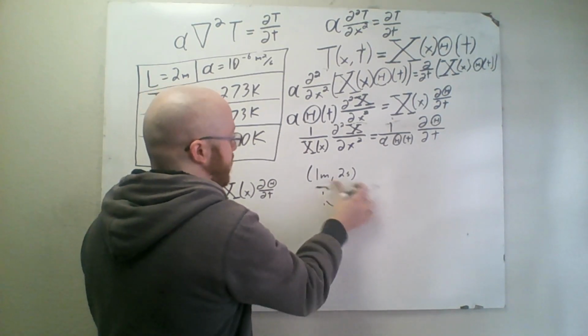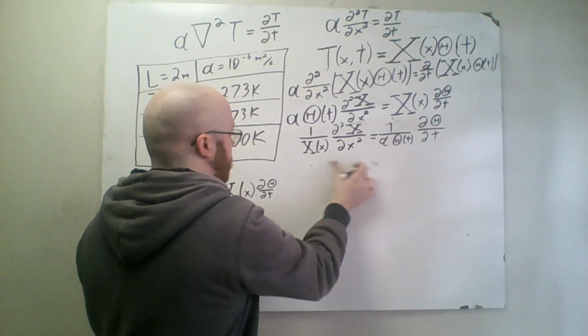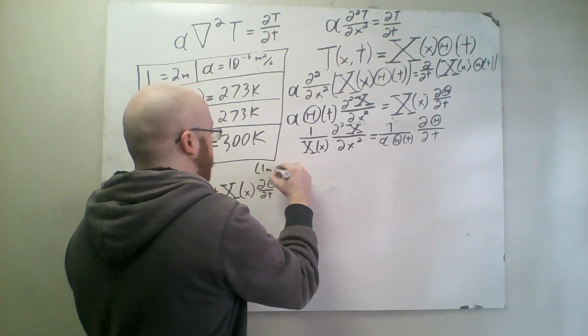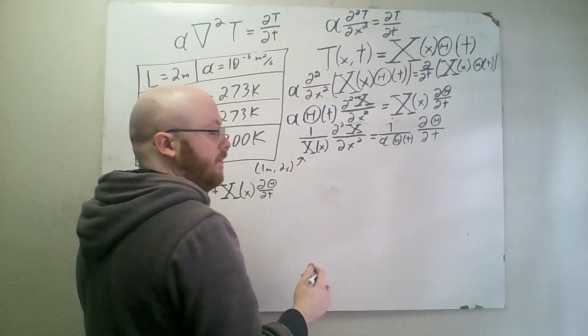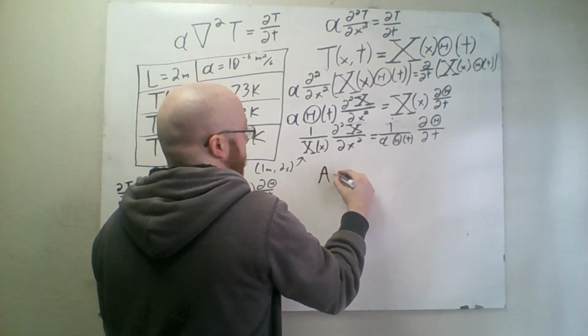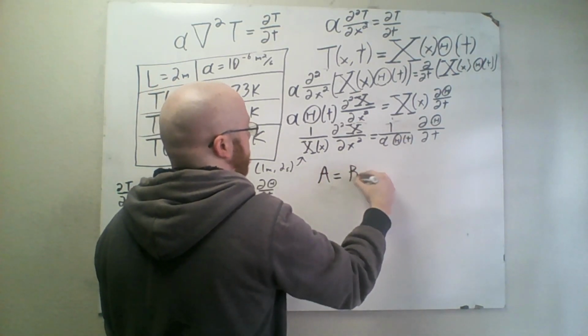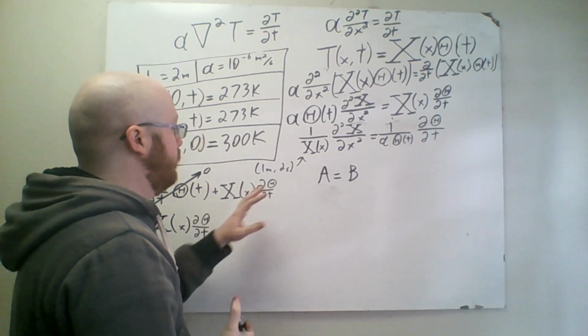So we can keep it simple. Say we plug in 1 meter, 2 seconds into the left side, and we plug into the right side, right? In doing so, let's say we get just some number a, and doing it over here, we get some number b, right? So we end up getting that.